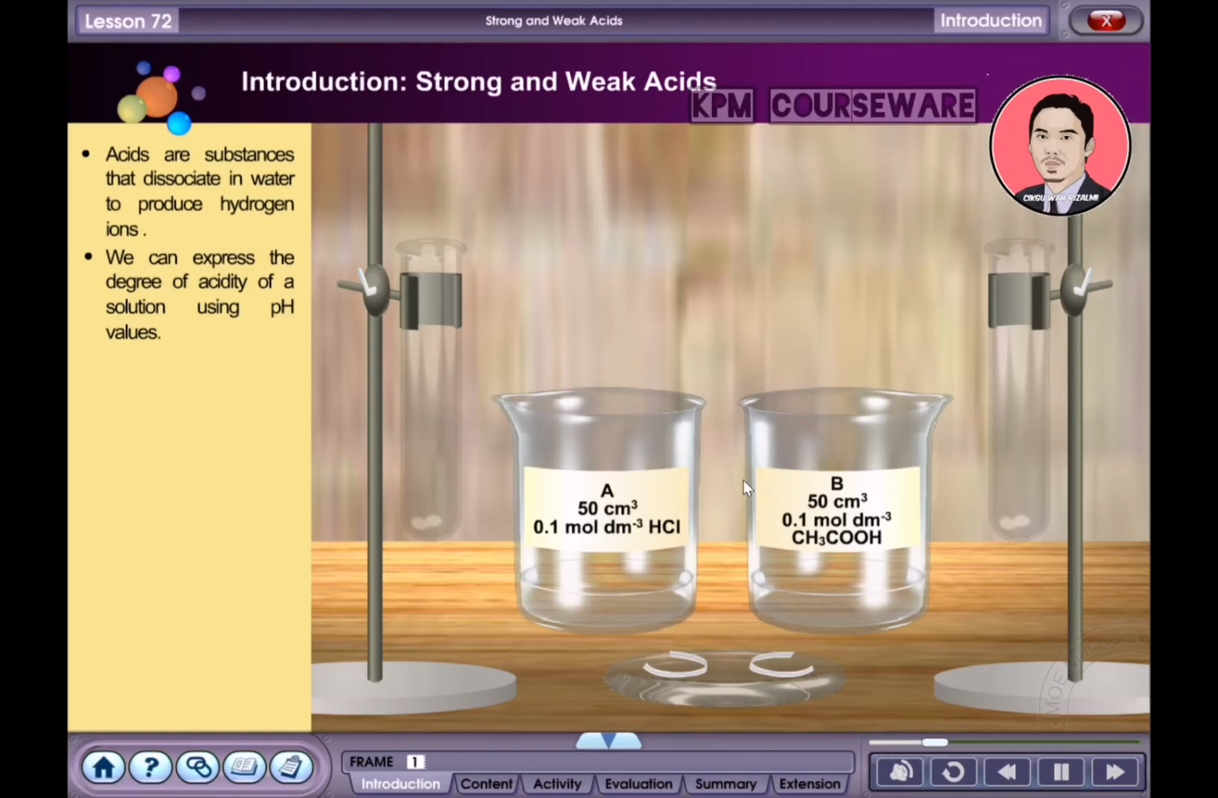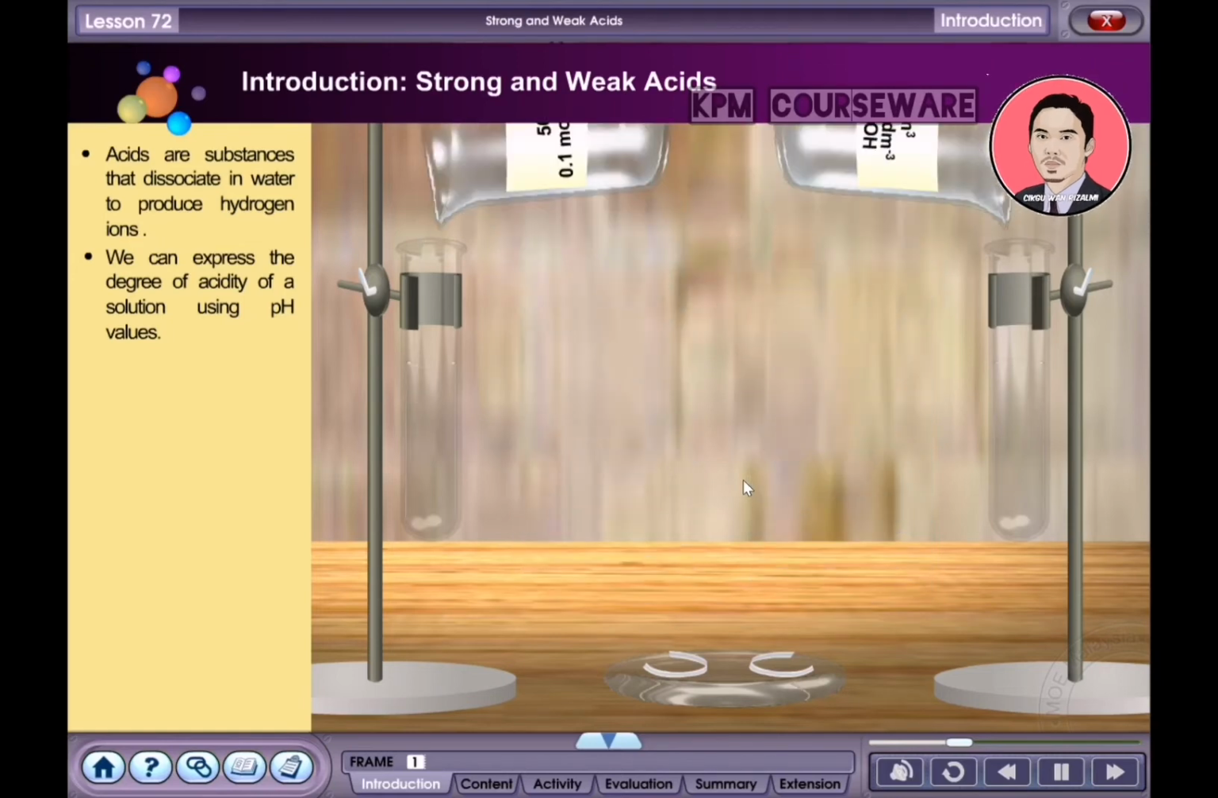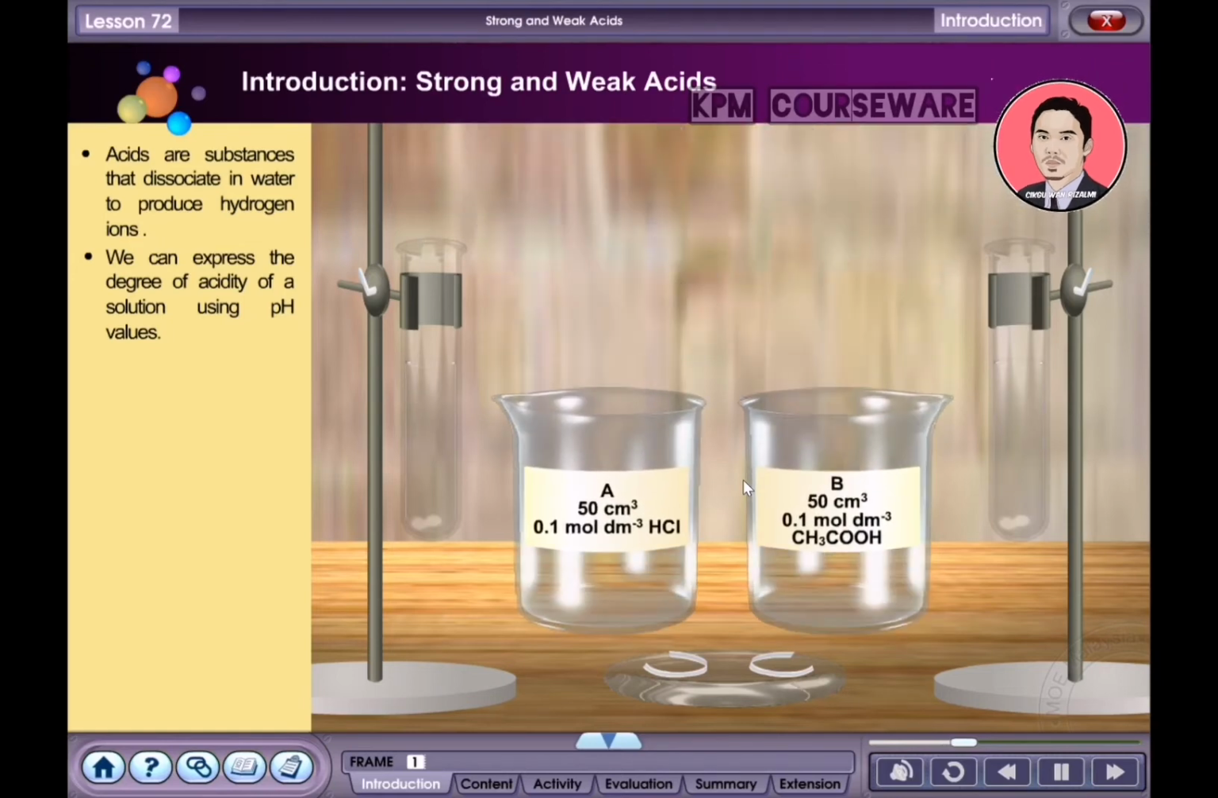Beaker A contains 50 cm³ of hydrochloric acid. Beaker B contains an equal amount of ethanoic acid. Pour both acids into two separate test tubes. Add a piece of magnesium ribbon into each test tube. Click and drag the magnesium strip to the test tube. Observe what happens.